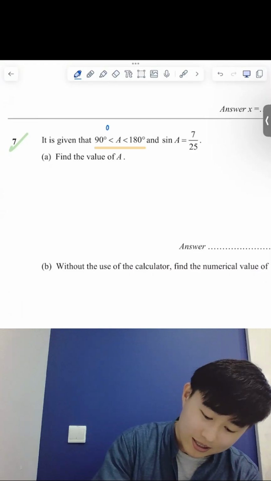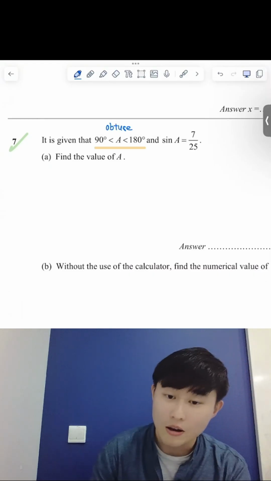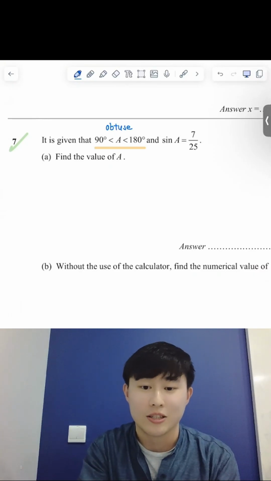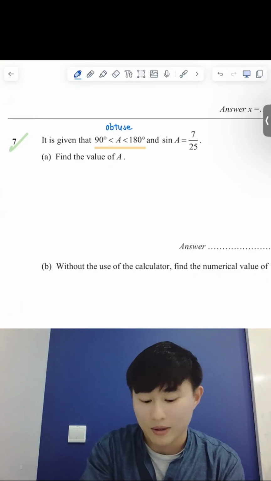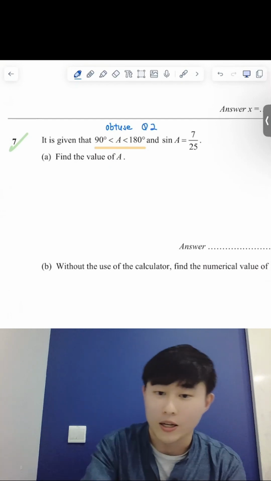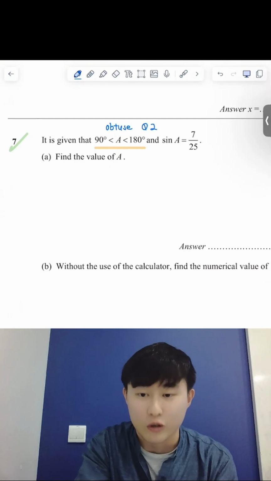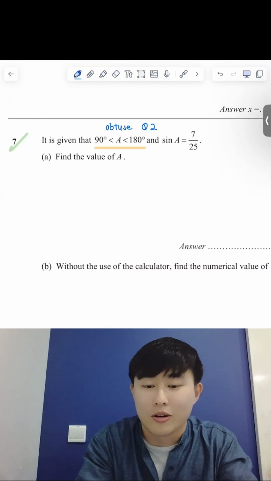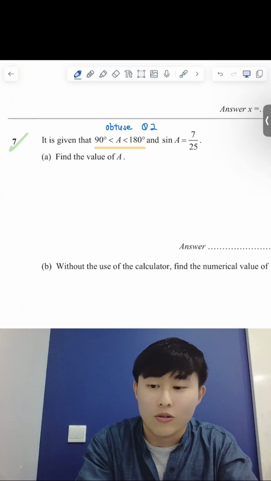I'm looking for obtuse. For the A math students, you have a slight advantage in this question, because you know that obtuse basically means quadrant two in your A math trigo. But of course, don't write it out in the exam for E math because it won't really help you. It's more for your own understanding.